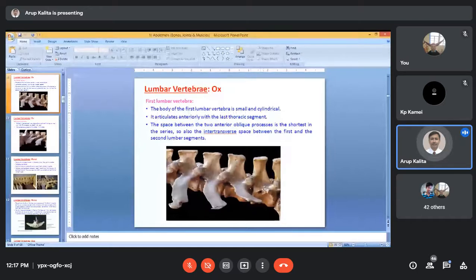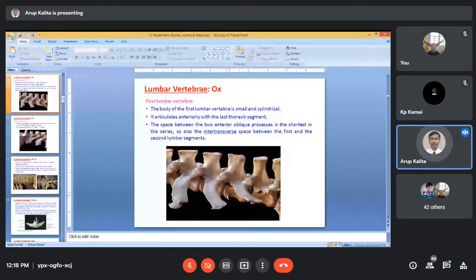The space between the two anterior oblique processes is the shortest. You see, this is the oblique process or articular process. Here it is joined. This is shortest in the series. Here it is longest, but here it is shortest. Also the transverse processes between the first and the second lumbar segment, so the transverse processes of the first and second are shortest.